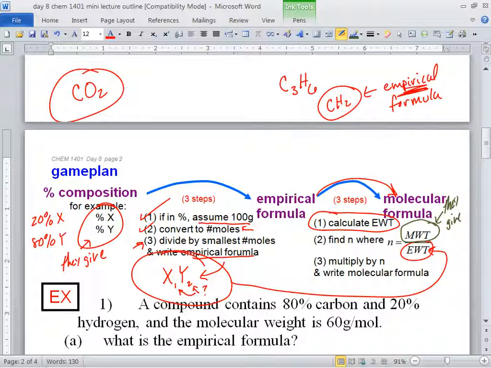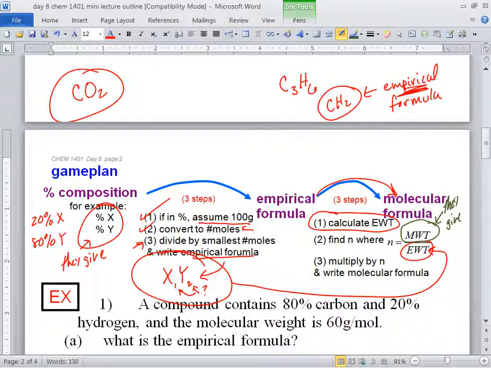Because the only way to know the molecular weight is if you know the molecular formula, right? So they have to give you that molecular weight. So you divide the two, and you're going to be off by a factor of 2, 3, 4. You're going to be off by some whole number. And whatever you're off by, that's what you multiply the subscripts by in your empirical formula.